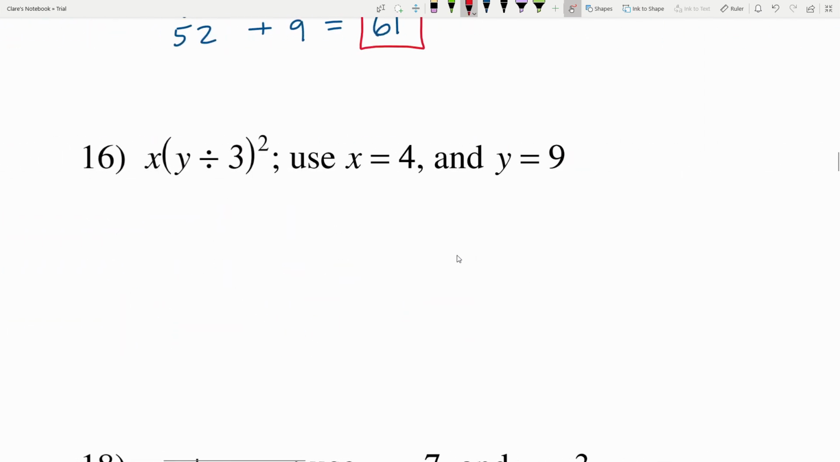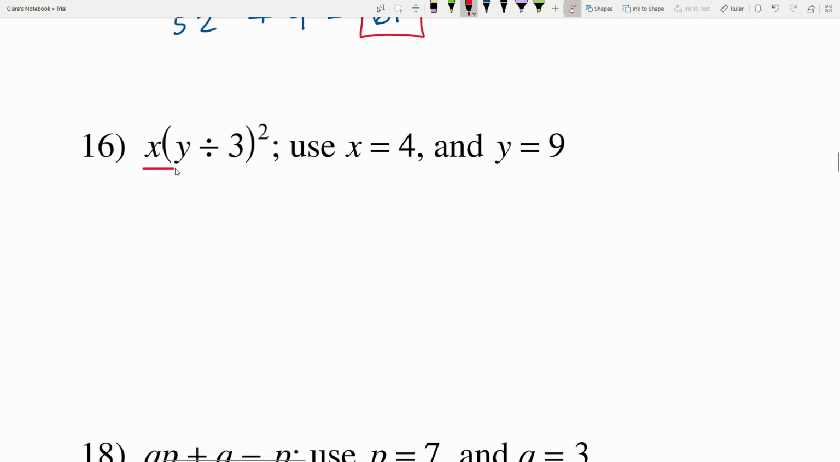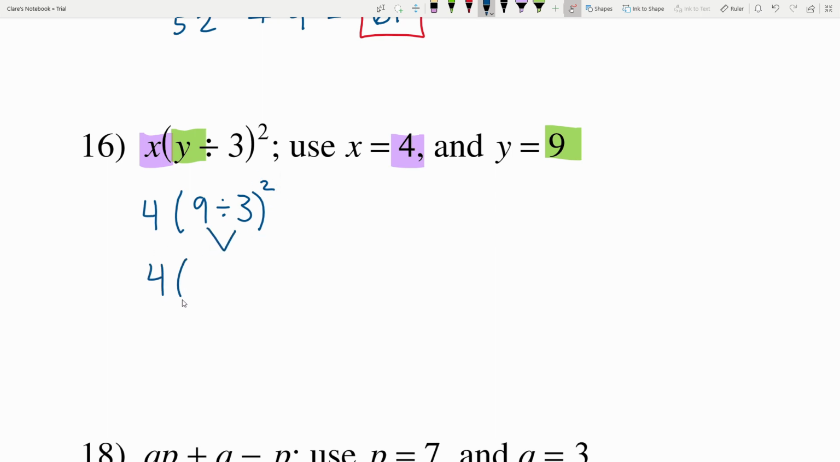In number 16, I have x times y divided by 3 squared. Plugging in 4 for x and plugging in 9 for y, I'll get 4 times 9 divided by 3 squared. Now, what comes first? Parentheses. So I'm going to evaluate what's inside my parentheses before I square it. So I'll get 4 times 9 divided by 3 is 3.